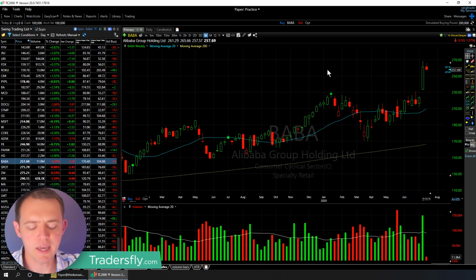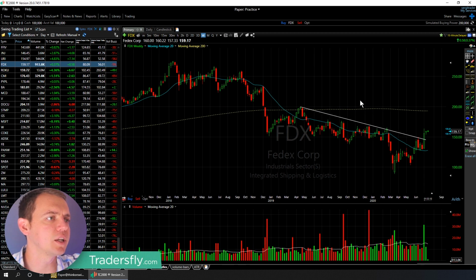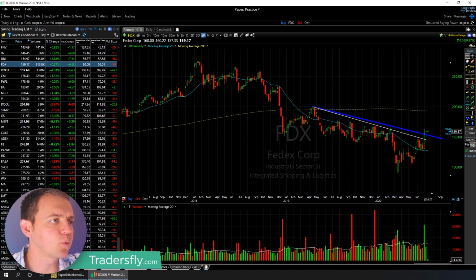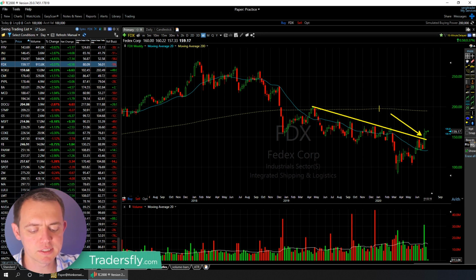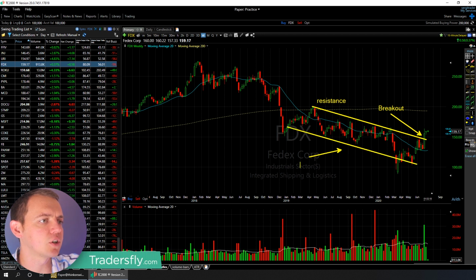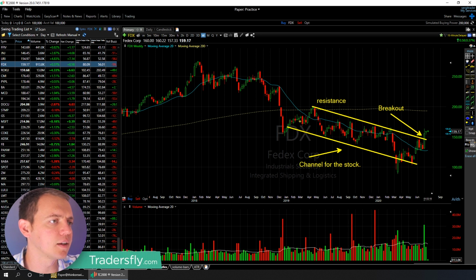All right, let's look at FedEx. I think this one, we've got this downward trend line. As you take a look at this, here we've got a breakout. Here is a little bit of resistance, and now it's attempting to break a little bit more out. So when I look at these, I look at kind of a channel. So this is our channel for the stock, and you can see we're going in the channel. Now we're breaking out of the channel.